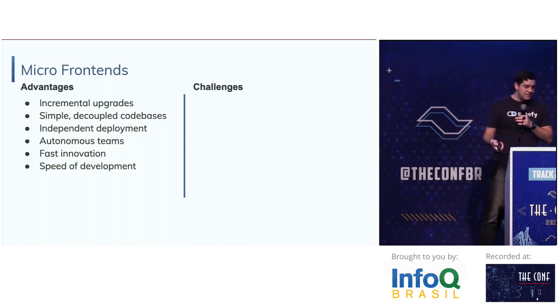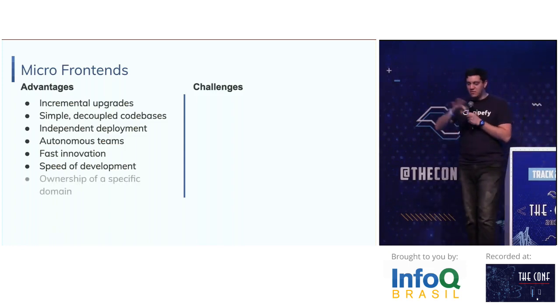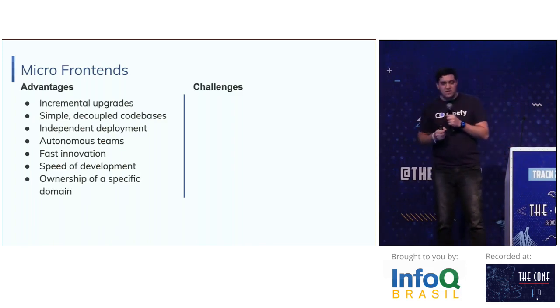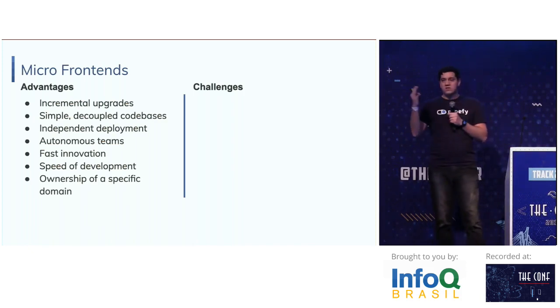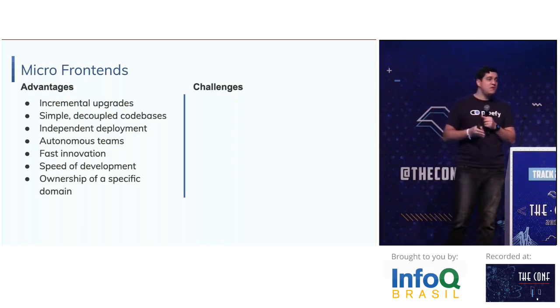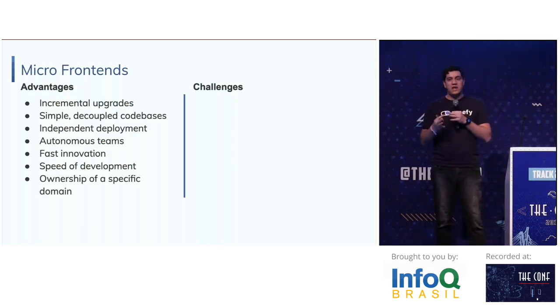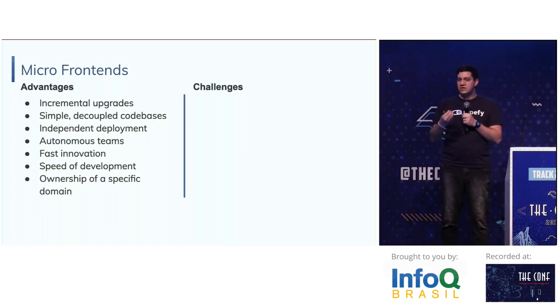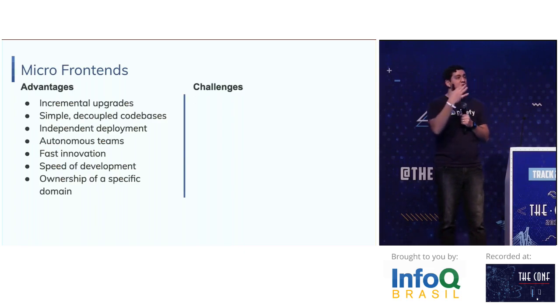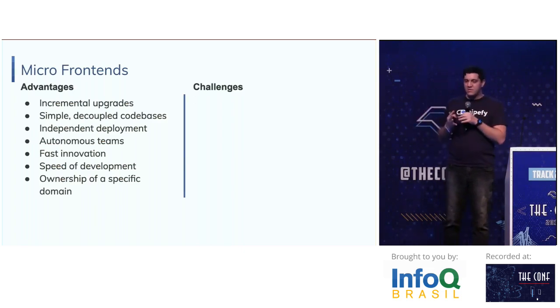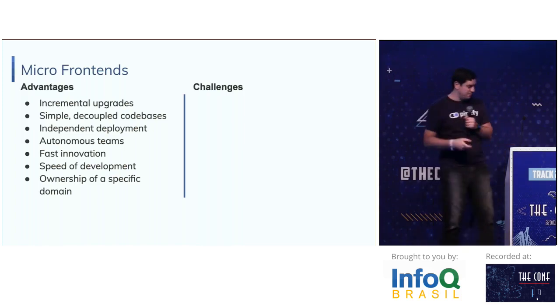And the last advantage, which kind of aggregates almost everything that I was saying here, is that you have ownership of a specific domain. Your team can own from end to end one part of your application, and they will feel that they are owners, and they will worry if that application is running, and how they can improve the performance of the code of that part of the application. So you get better ownership of code, of business from your team.